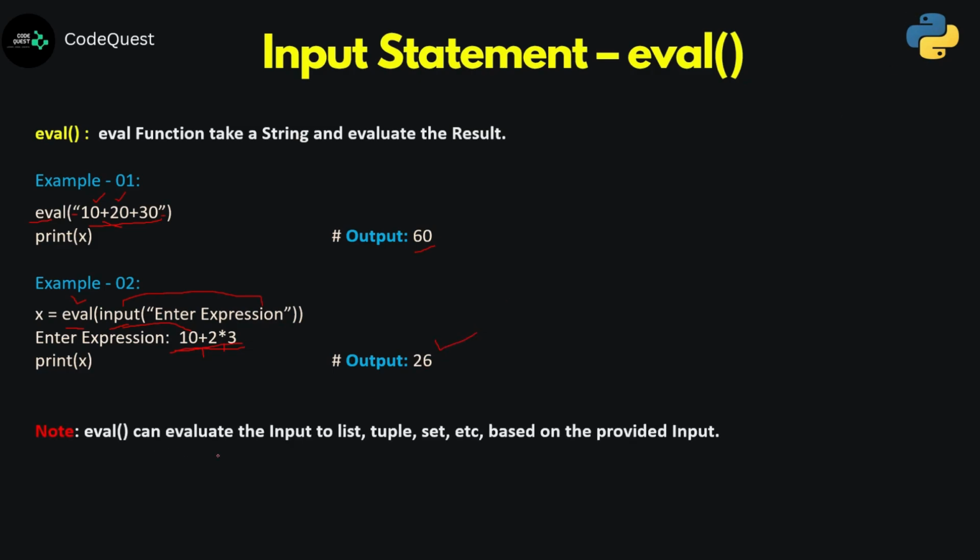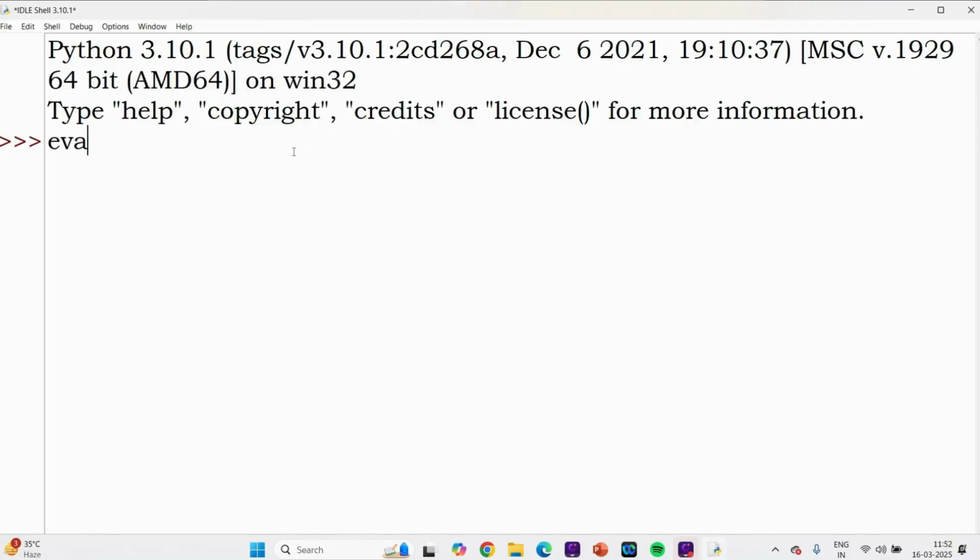So this eval can also evaluate the input to a list, tuple, set. So these are the data structures where a collection of items would be there. And if you want to apply some operation on them, then it is better to make use of this eval function. So when we apply this eval on a string, let's say the string is 10 plus 20 plus say 30, this is going to evaluate the expression and give me the result.